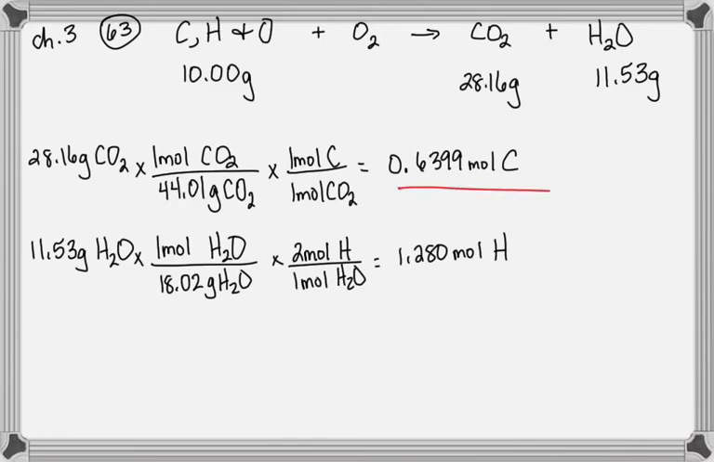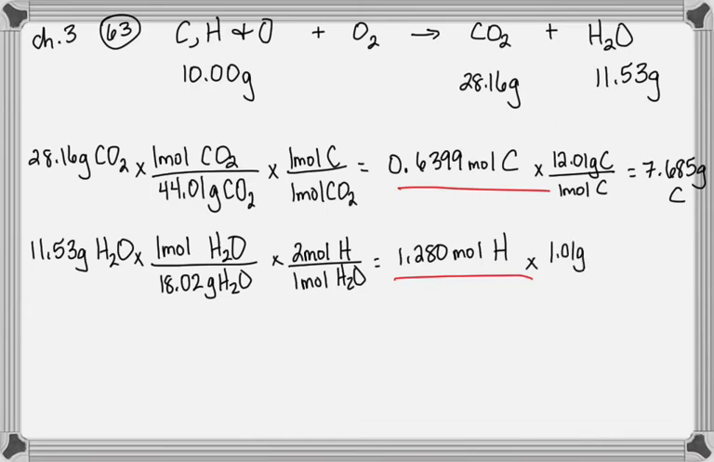So I've got to take these two numbers and get grams out of them. Okay? So I know that there's 12.01 grams of carbon in every mole of carbon. That gives me 7.685 grams of carbon. And I know there's 1.01 grams of hydrogen in every mole of hydrogen. That gives me 1.293 grams of hydrogen.